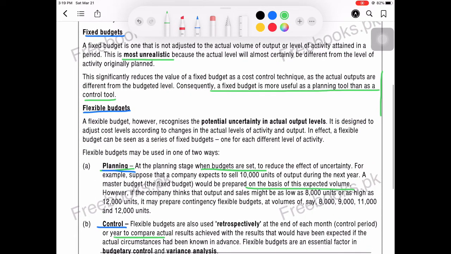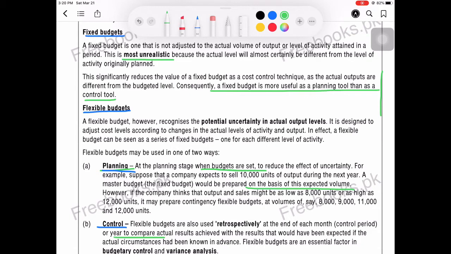This significantly reduces the value of a fixed budget as a cost control technique, as the actual outputs are different from the budgeted level. Consequently, a fixed budget is more useful as a planning tool than a control tool.